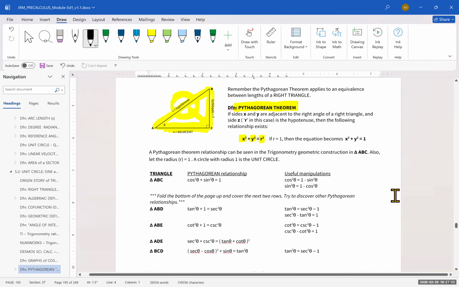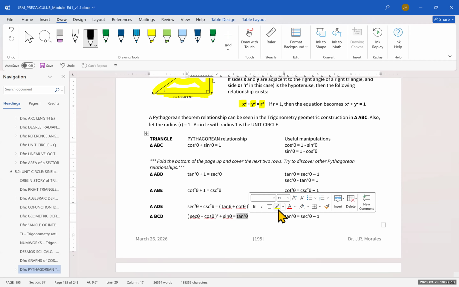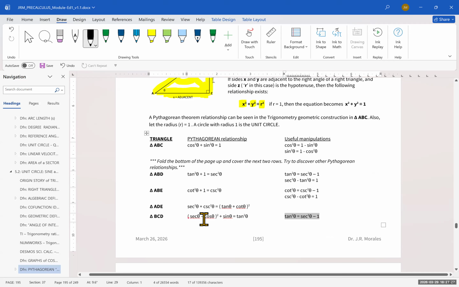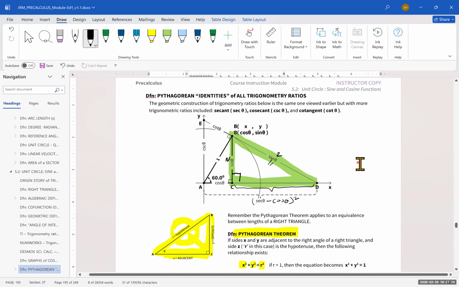So let's come down. Yep. Okay, there should be a square right there. I'm missing it. So sine squared theta is equal to secant minus cosine theta squared, and that's equal to tangent squared theta. And if you were to multiply all this out, it would simplify to this. But I wanted to put it in this way, unsimplified, just so you could correlate it to this picture up above.